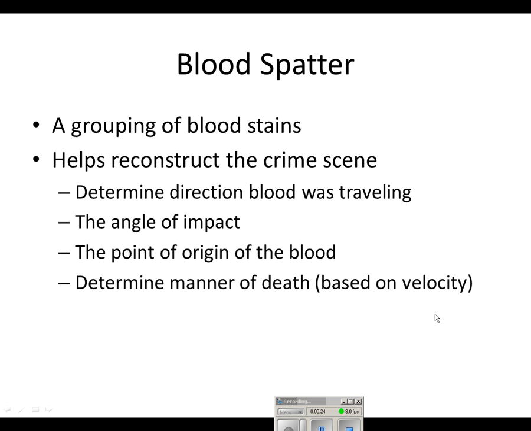Blood spatter is a group of blood stains, and it helps to reconstruct the crime scene by determining the direction the blood was traveling. Then we can figure out the angle of impact, so whether the assailant was standing at an upward or downward angle, and the point of origin of the blood, where it actually came from. We can also determine the manner of death based on the velocity of the spatter, because we can look at low velocity spatter and high velocity spatter, which is more like a fine mist from something like a gunshot.